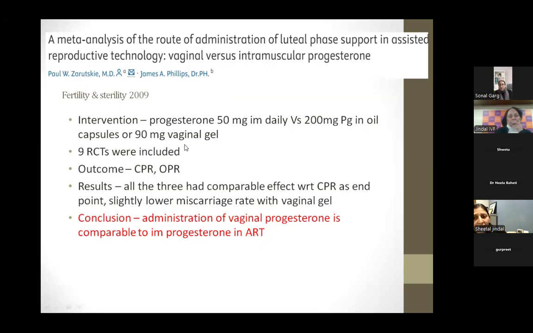It included 9 RCTs, and the outcomes studied were the clinical pregnancy rate and the ongoing pregnancy rate. All 3 had comparable effects with respect to clinical pregnancy rate as the endpoint. Rather, vaginal gel was considered to have a slightly lower miscarriage rate. So this meta-analysis shifted the use to vaginal progesterone as compared to intramuscular progesterone in ART in most of the fresh cycles.